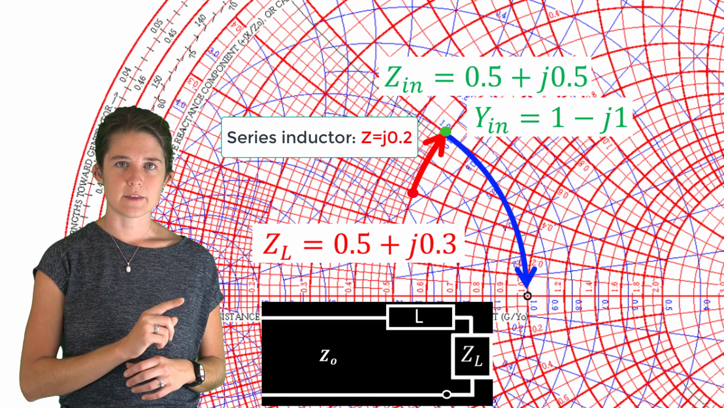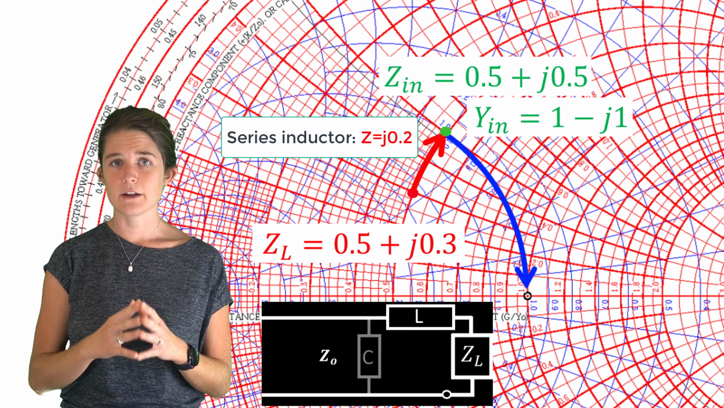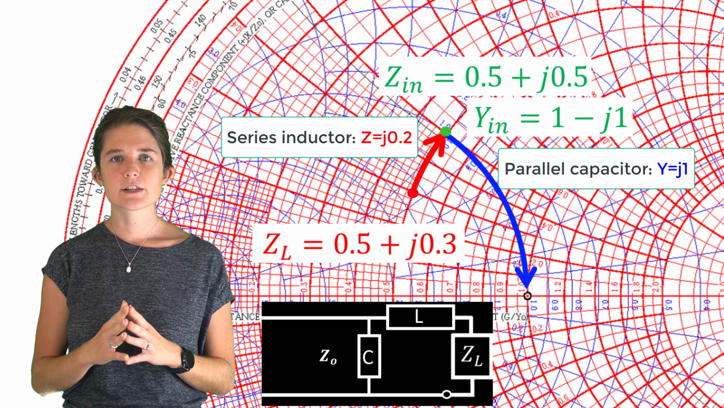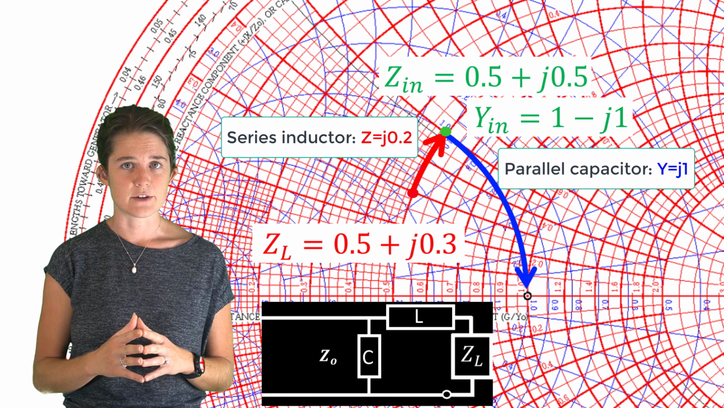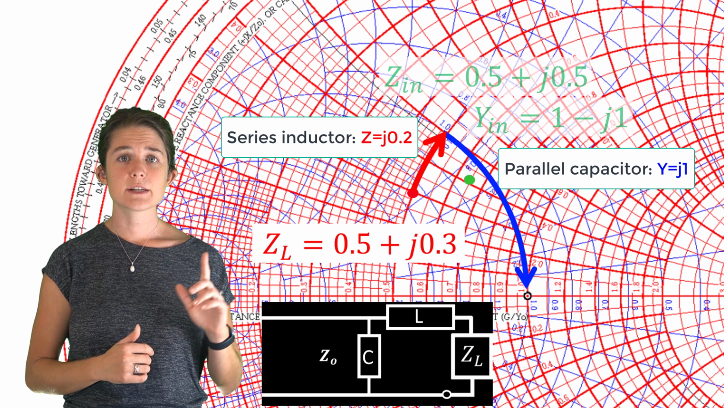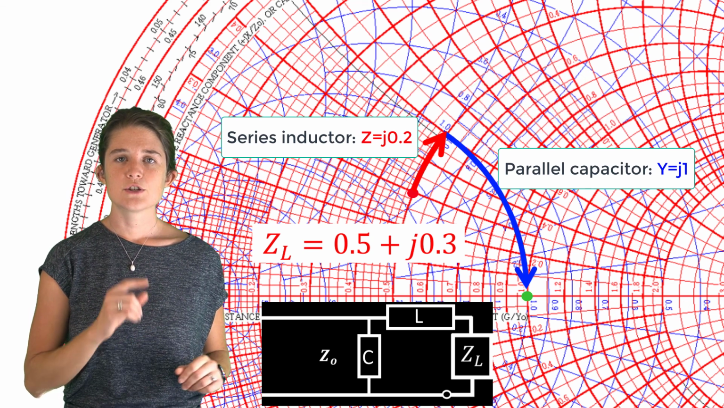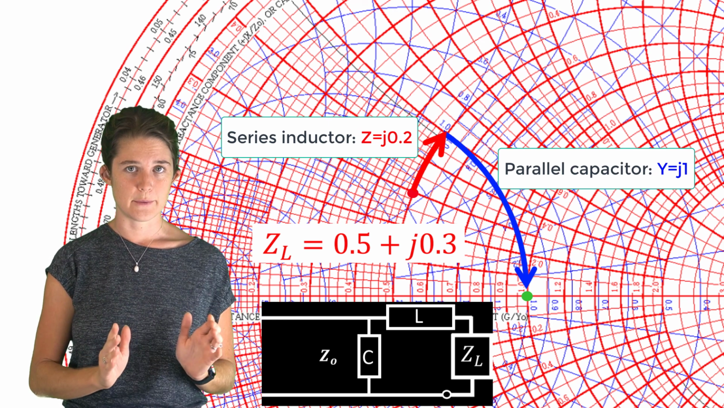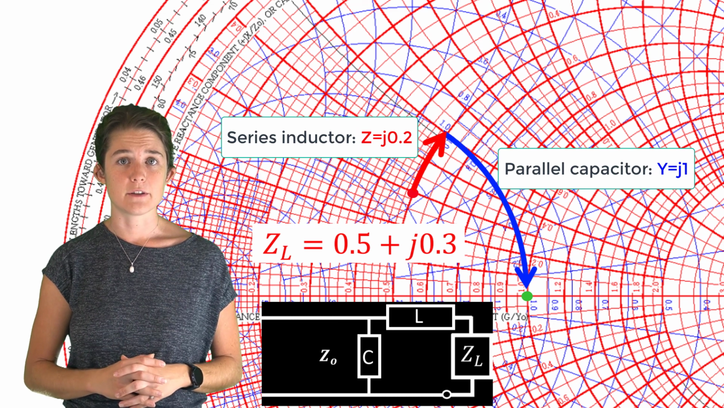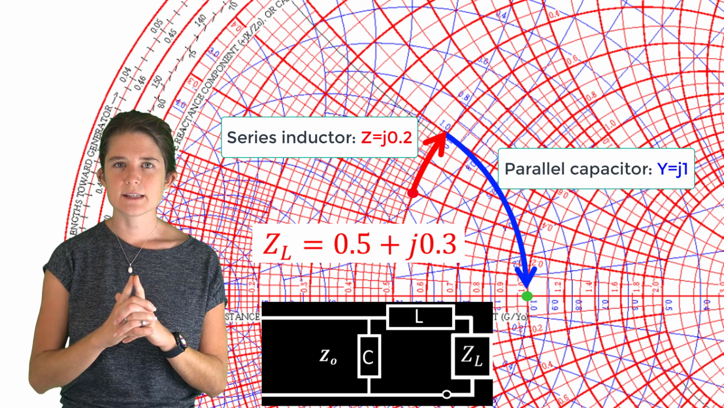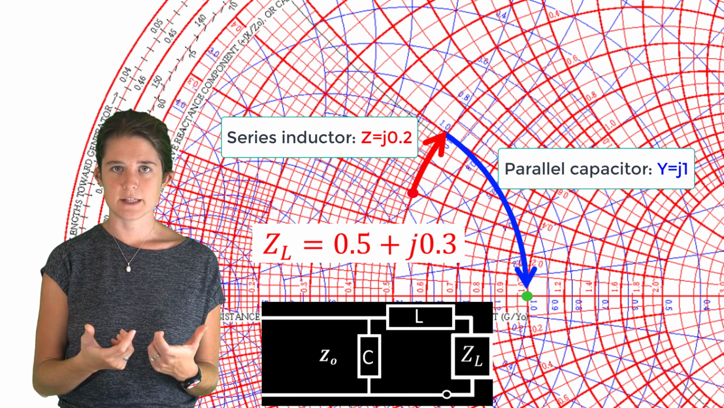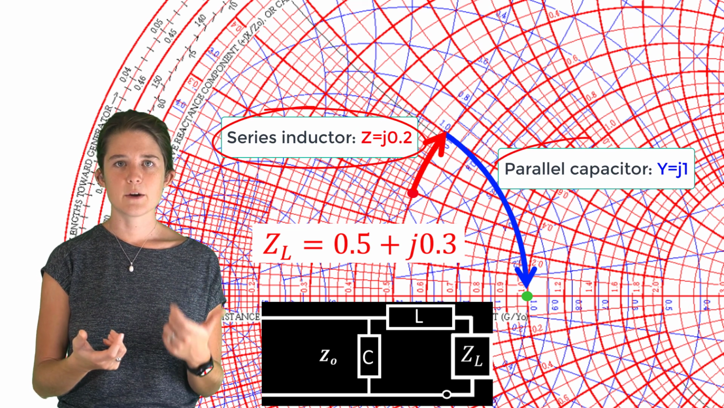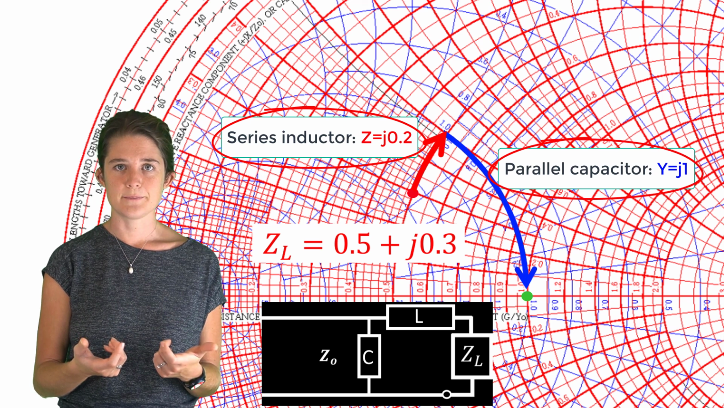Now we'd like to move down along this line. So let's add a parallel capacitor with a normalized admittance of j1. This will move us clockwise along the constant conductance circle by j1. This brings us all the way down to the origin. So this LC combination added at the load will match the load to the network and maximize power transfer to the load. Note that we've done this design in terms of impedance and admittance values. An inductor of impedance j0.2 and a capacitor with admittance j1.